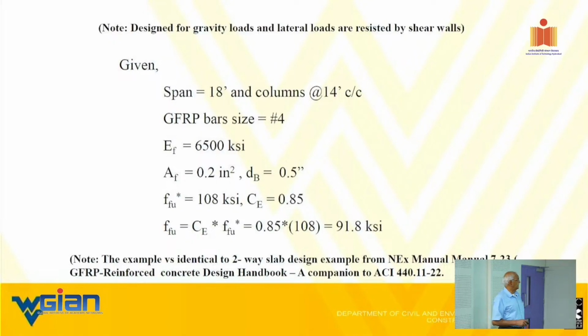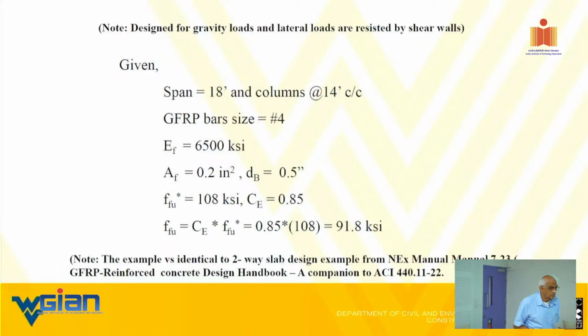That's right. So the data given to you is an 18-foot span, spaced at 14 feet, size of the bars is number 4, modulus is in the 6,000 to 6,500 range. This is the area of the FRP, and that is the cover, and this is the strength of the FRP because it's only number 4. If my bar is number 6, I may be using 108. If my bar is 3/8 inch, I would be using 120 or something. You see what I mean?